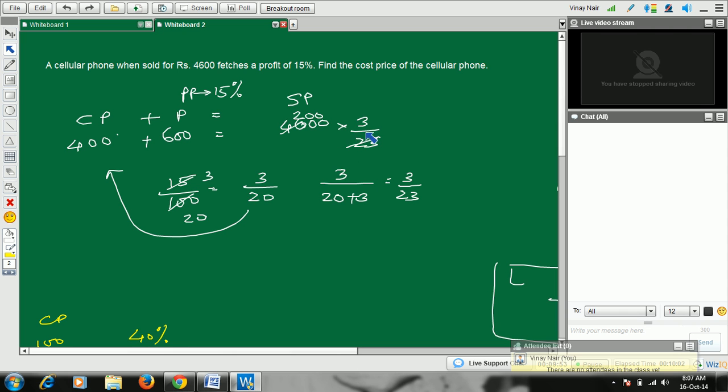So this is on profit and loss. We'll try to solve some more problems.